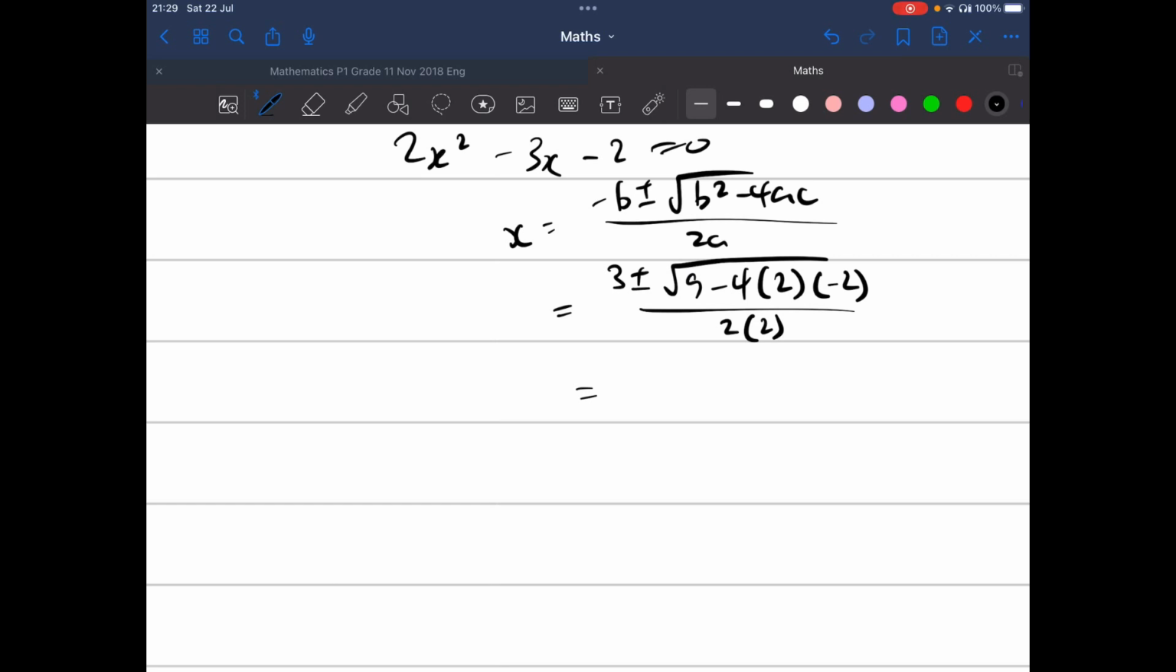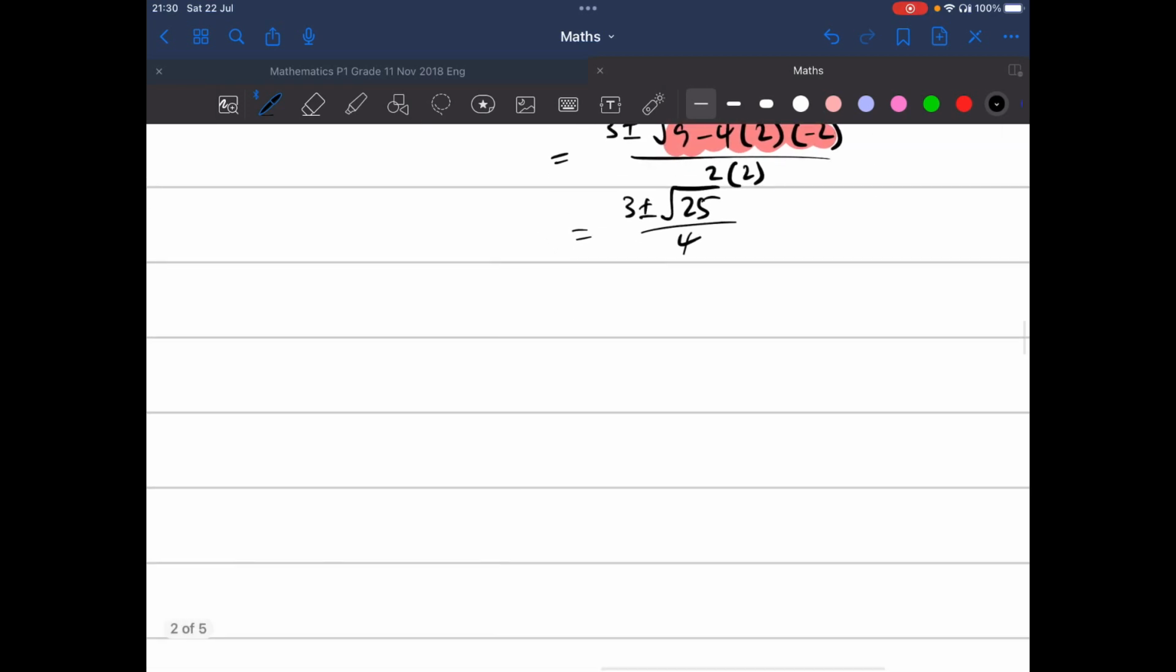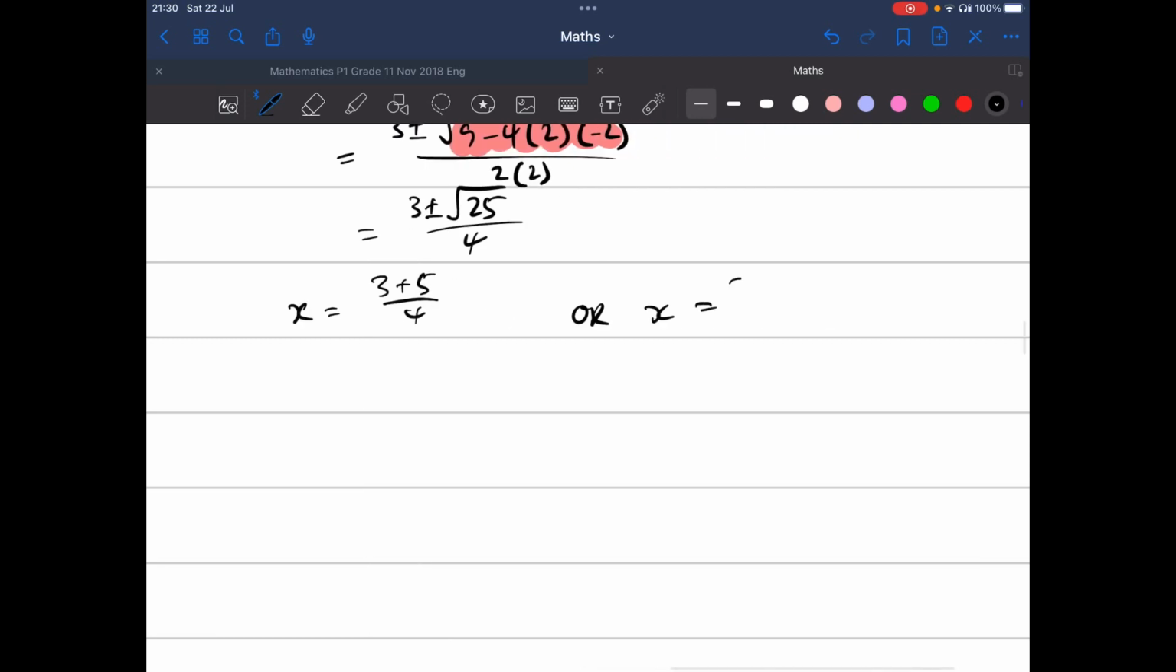Okay, and I'll put this part here under the square root into my calculator. So 9 minus 4 times 2 times minus 2 gives us 25, over 4. Okay, so that means we'll either have x equals 3 plus 5 over 4, or x equals 3 minus 5 over 4. And I'm saying 5 because the square root of 25 is 5. Okay, so this side will give us 2, and this side will give us minus a half.